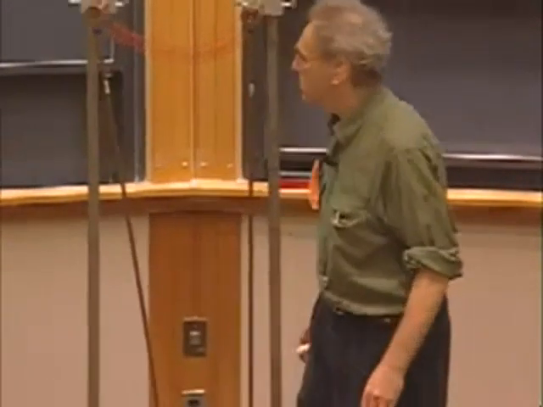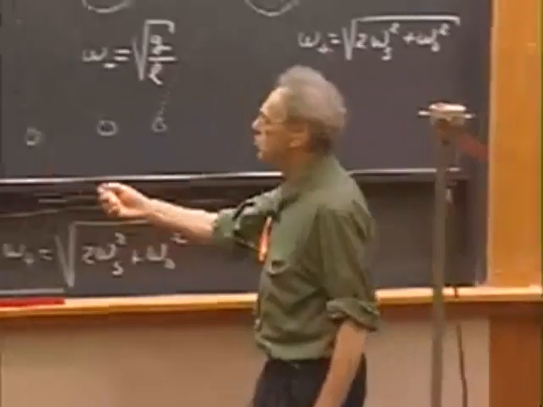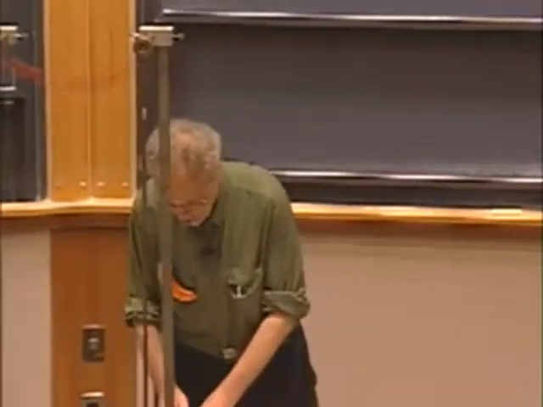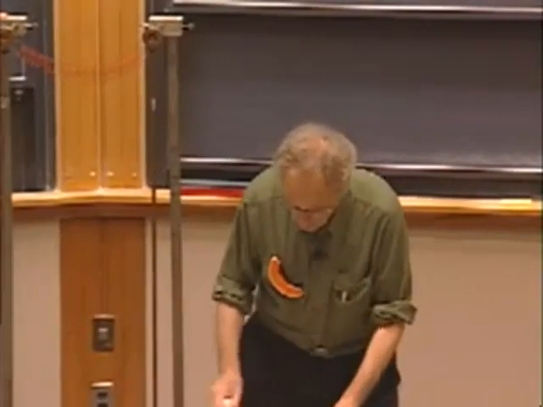I want you to appreciate that we have two coupled oscillators here that give you two normal modes. If you have three coupled oscillators, we will get back to that, then there are three normal modes, and if you have four, then you have four normal modes.